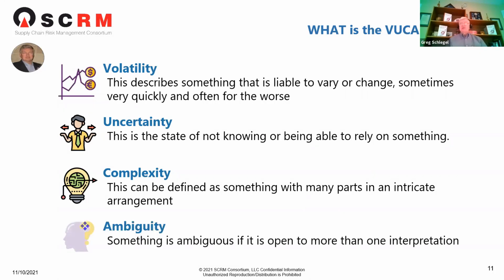And last, what does the A stand for? Ambiguity. Something is ambiguous if it is open to more than one interpretation. So I would say take all the above, volatility, uncertainty, complexity, added together, and that is our ambiguous VUCA landscape at the moment due to the pandemic. So we wanted to get you grounded on the VUCA landscape. All right.